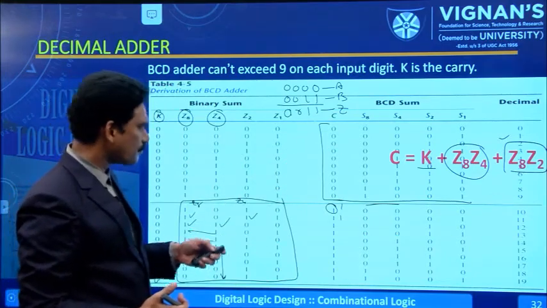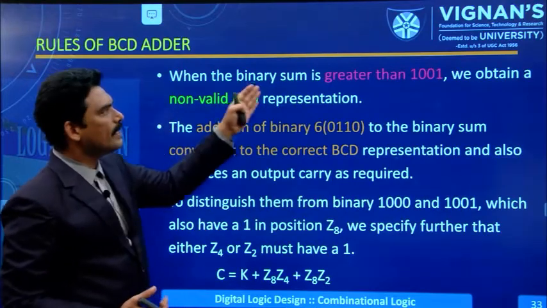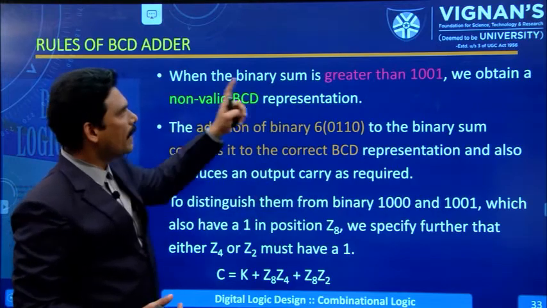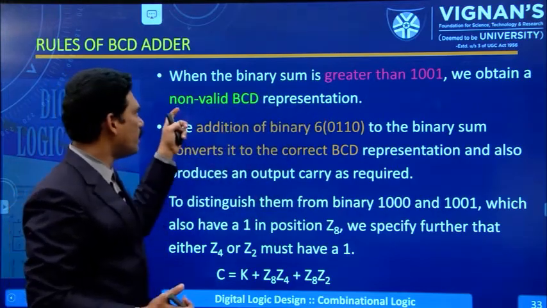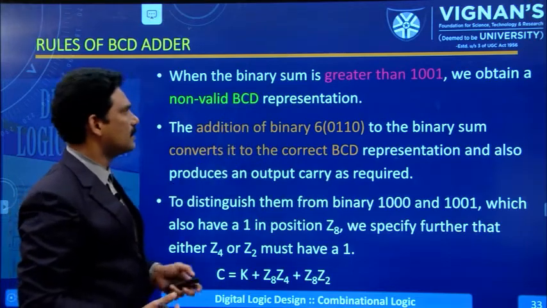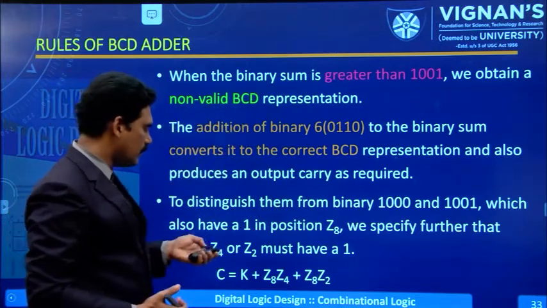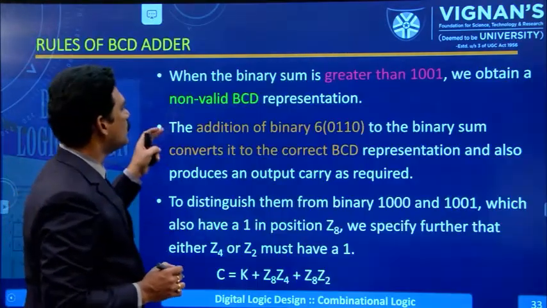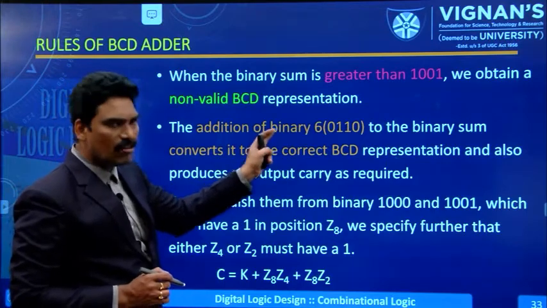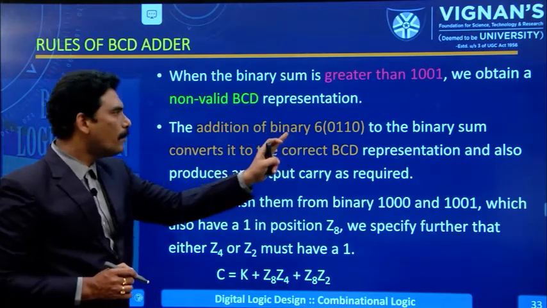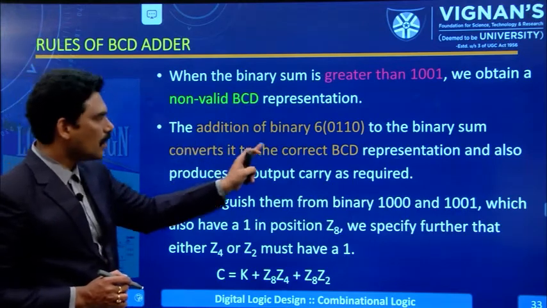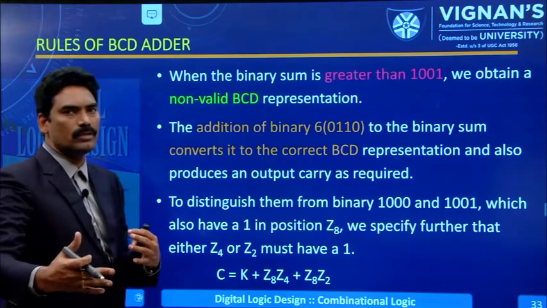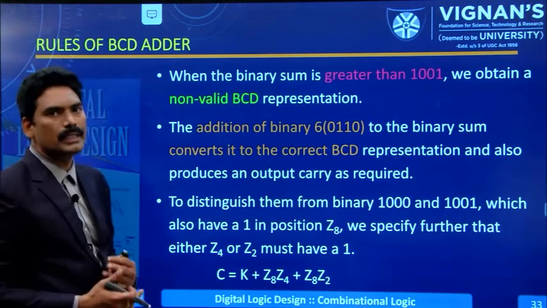See this diagram. I am explaining the previous part. When the binary sum is greater than 1001, we obtain a non-valid BCD representation. The addition of binary 0110 to the binary sum converts it to the correct BCD, so BCD correction is required. If the number is greater than 1001, we have to add 6, and that is called BCD correction.